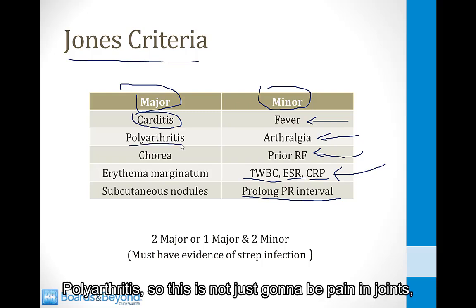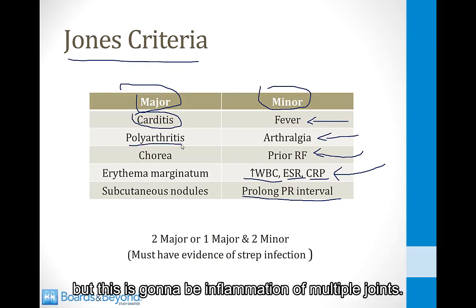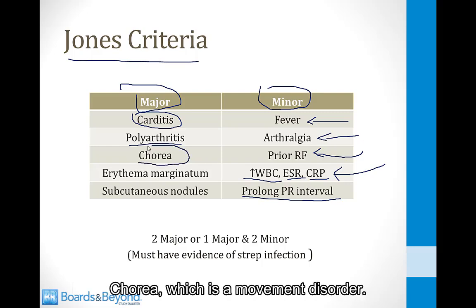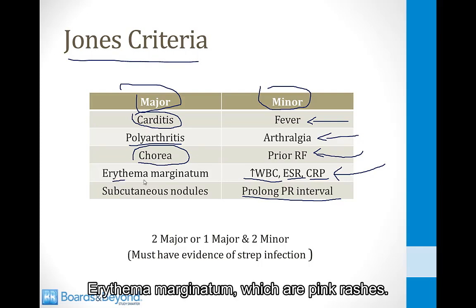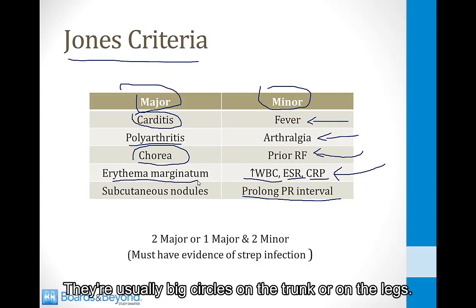The major Jones criteria findings includes carditis, which can be myocarditis or damage to the heart valves. Polyarthritis, so this is not just going to be pain in joints, but this is going to be inflammation of multiple joints. Chorea, which is a movement disorder. Erythema marginatum, which are pink rashes. They're usually big circles on the trunk or on the legs.